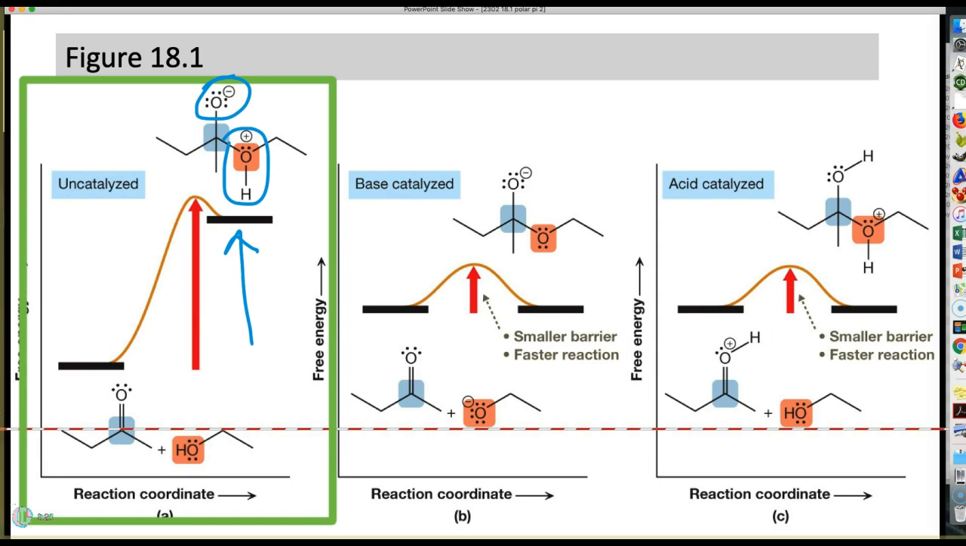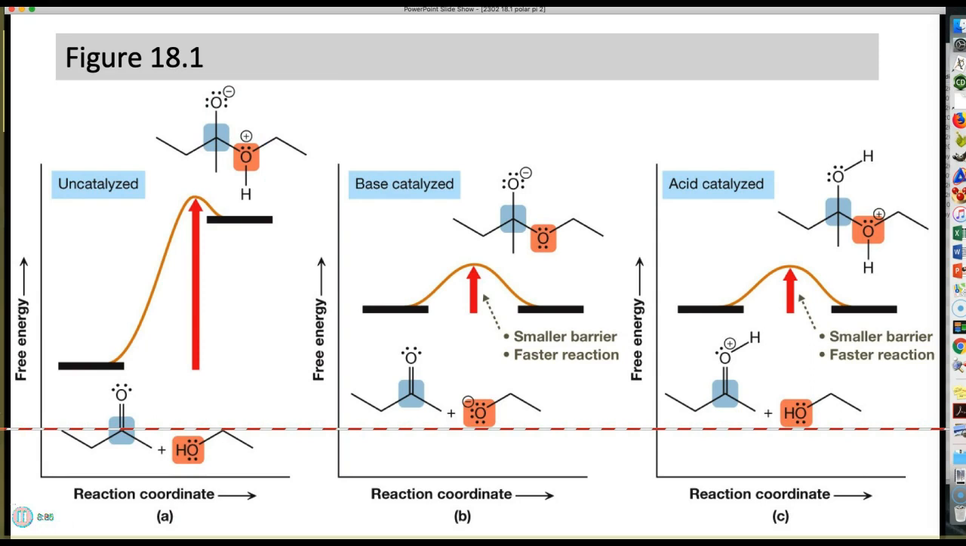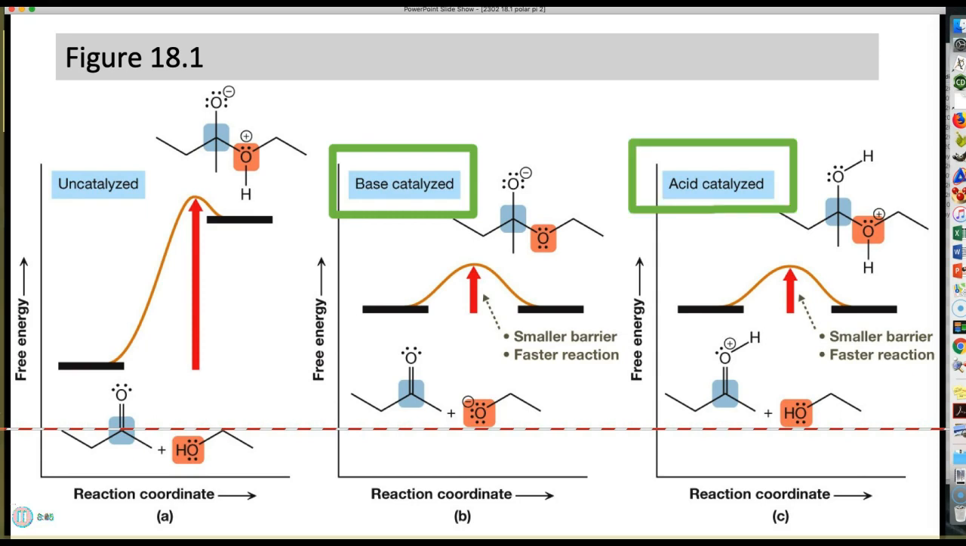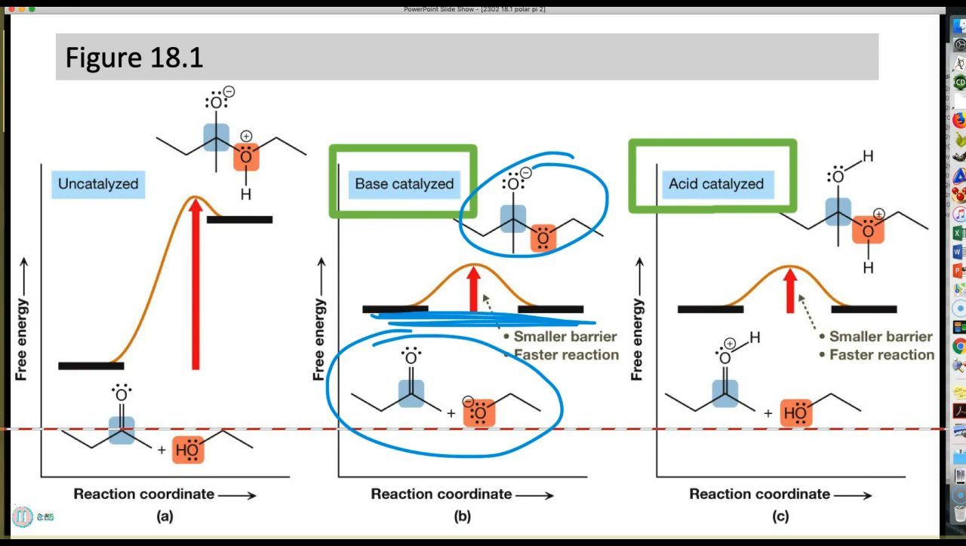That's really energy uphill. In contrast, under either basic catalysis or acidic catalysis, I'm not changing the number of charges involved. In other words, in my starting materials under basic catalysis, I have a negatively charged starting material, and I have a negatively charged intermediate. So they're both basically the same energy. So it's a much smaller energy of activation that I need to get over to get this reaction to go. So figure 18.1 is a good one to understand.